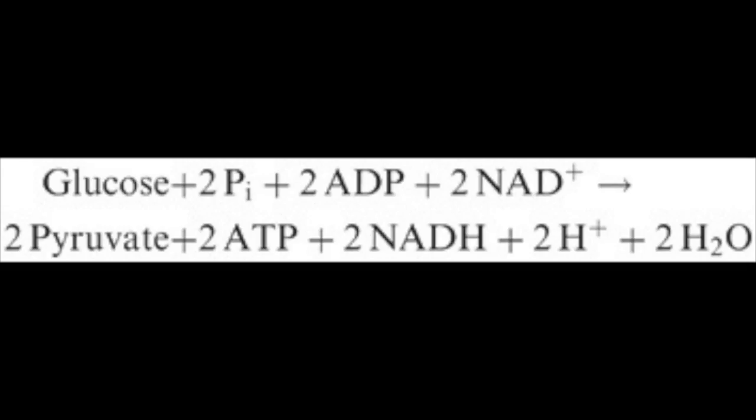Therefore, the equation for glycolysis is concluded as glucose, 2 NAD positive, 2 ATP, 2 inorganic phosphates yielding 2 pyruvates, 2 ATP, 2 NADH, 2 hydrogens, and 2 water molecules.